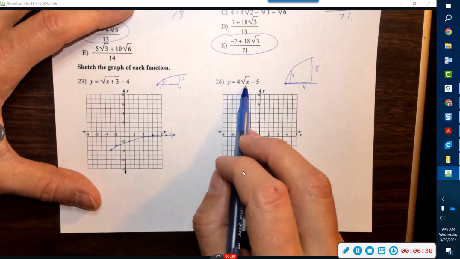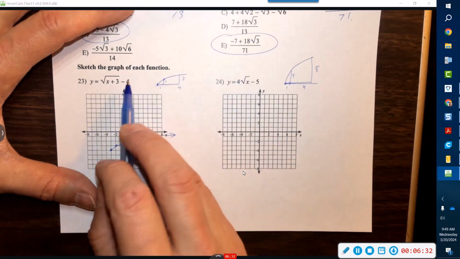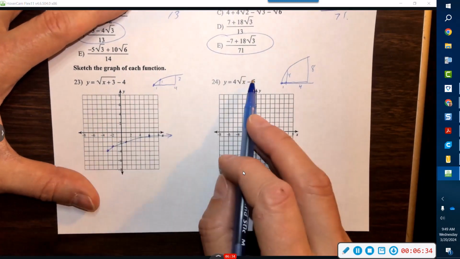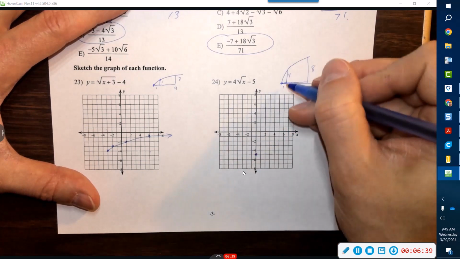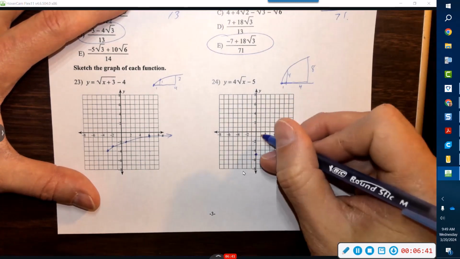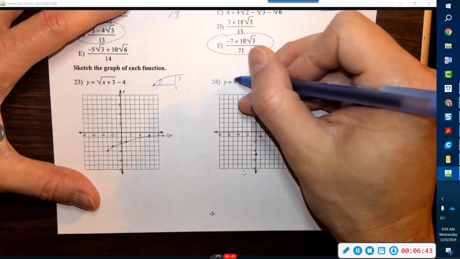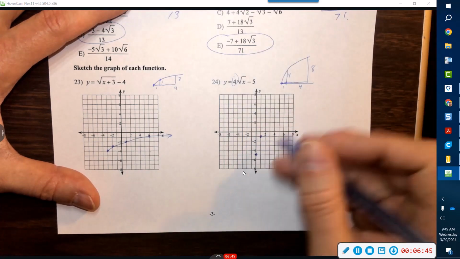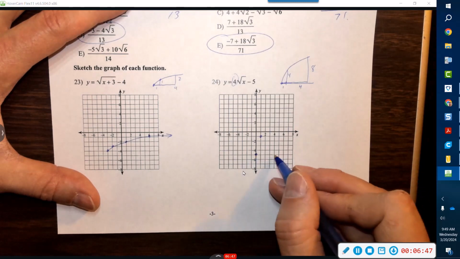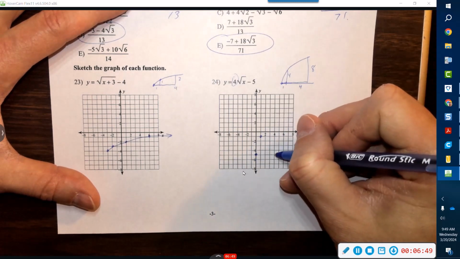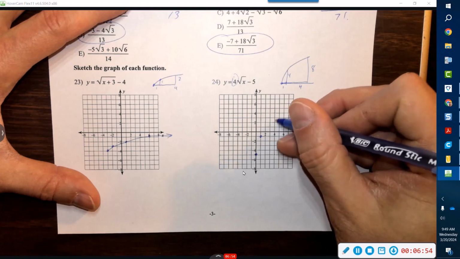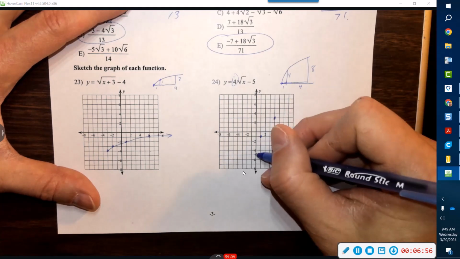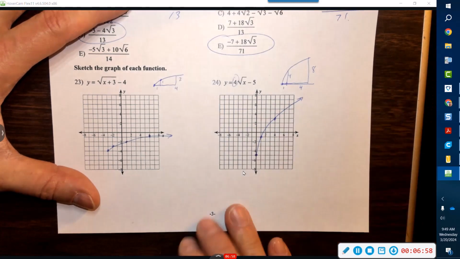This guy, there's no left or right movement at all because there's no other number on the inside of the radical. So we are just going to go down 5. So we are going to go right here, and now we're going to go that pattern over 1, but we're going to go up 4. That 4 multiplier tells that distance needs to be quadrupled. So now when I go to 4, I'm going to go up 8. So that'll be 1, 2, 3, 4, 5, 6, 7, 8. That's totally sufficient. And there's our answer.